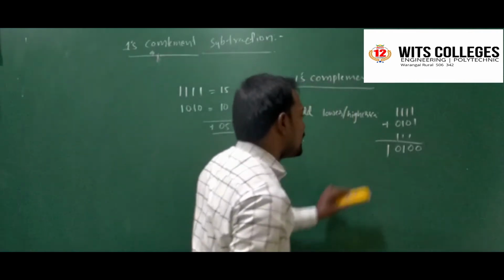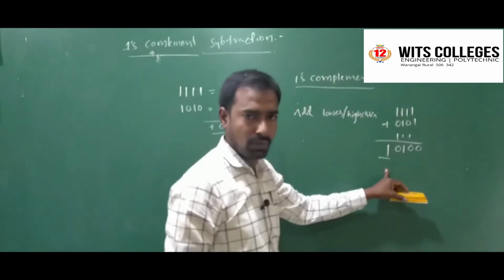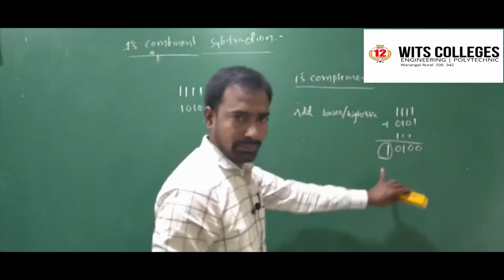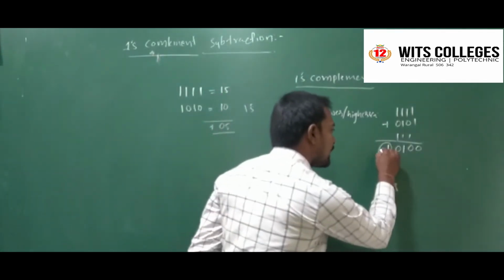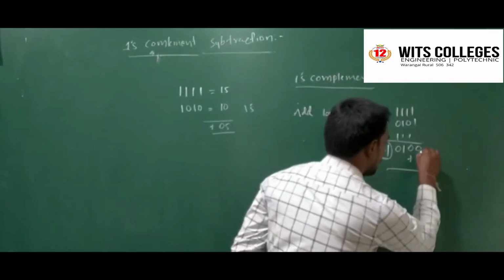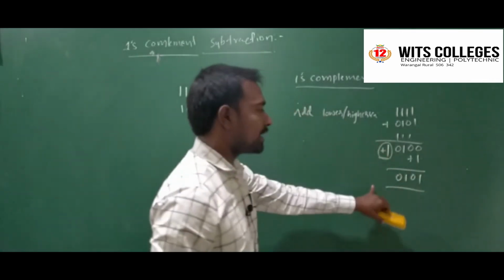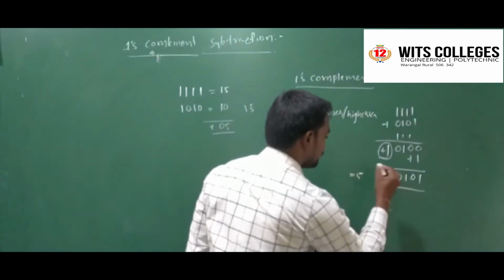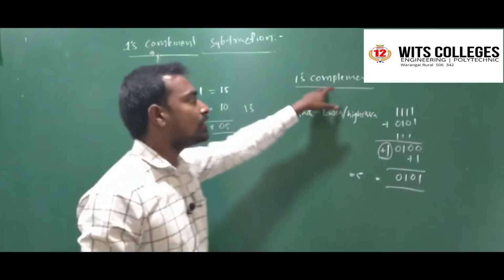Here we have the most significant bit, and this carry is called the end around carry. We have to add this end around carry to the final value. Then we will get plus 1, and 1 plus 0 is equal to 1 here, and 0 1 0. So this is the subtracted, resultant value, and this is equal to 5. So here the subtraction is done by using the ones complement.